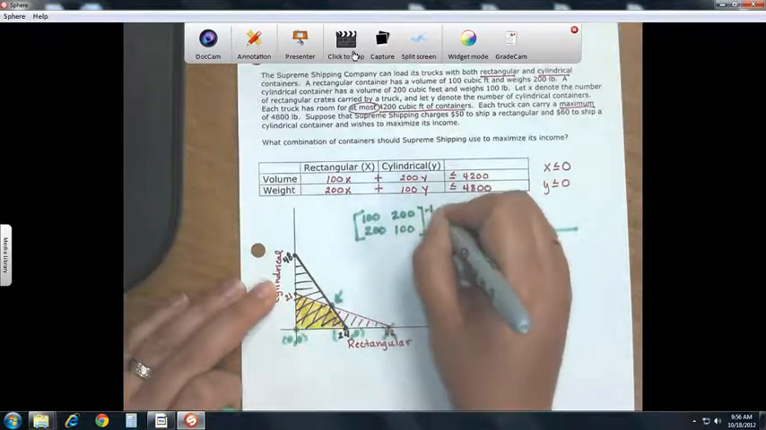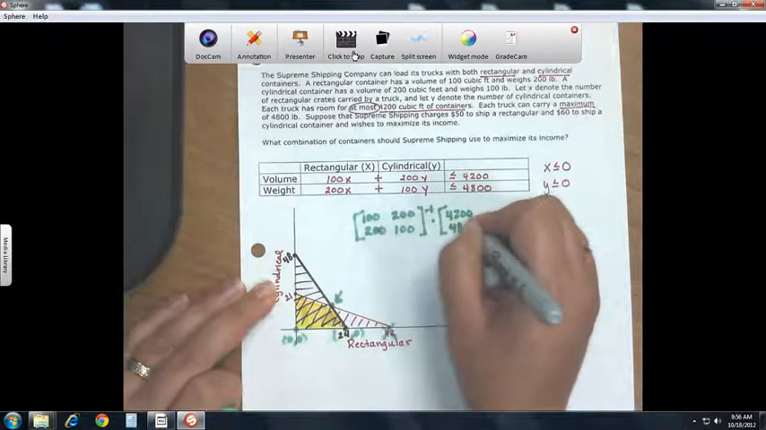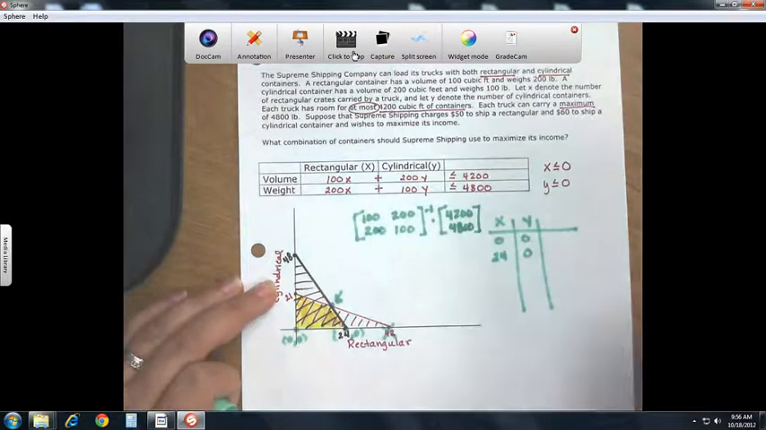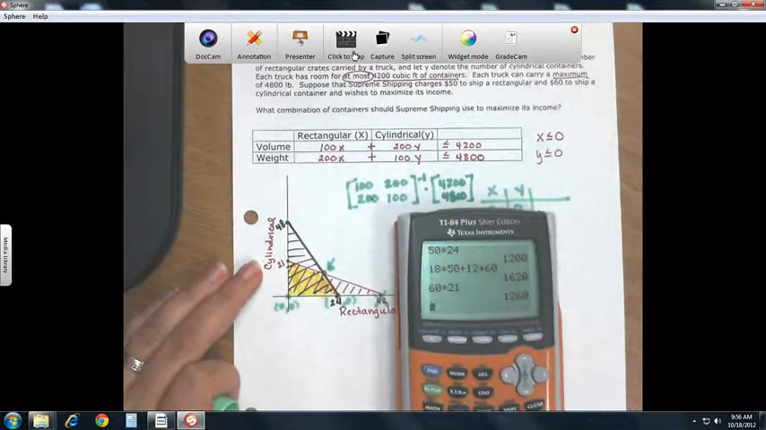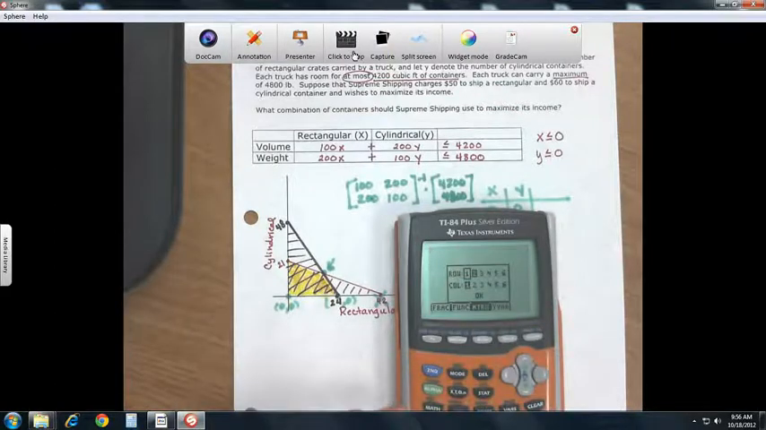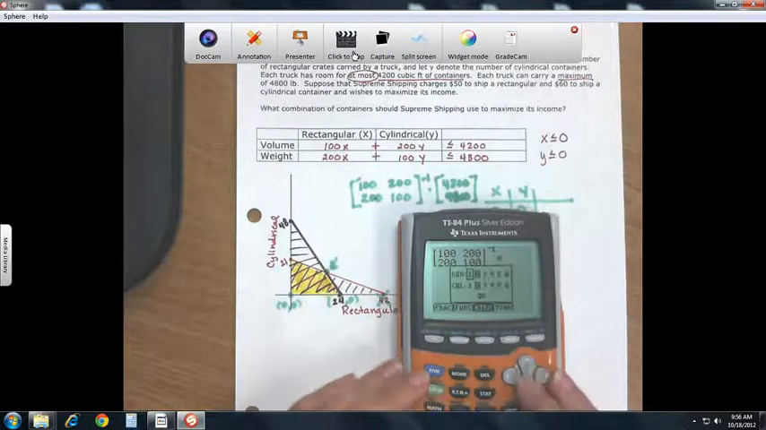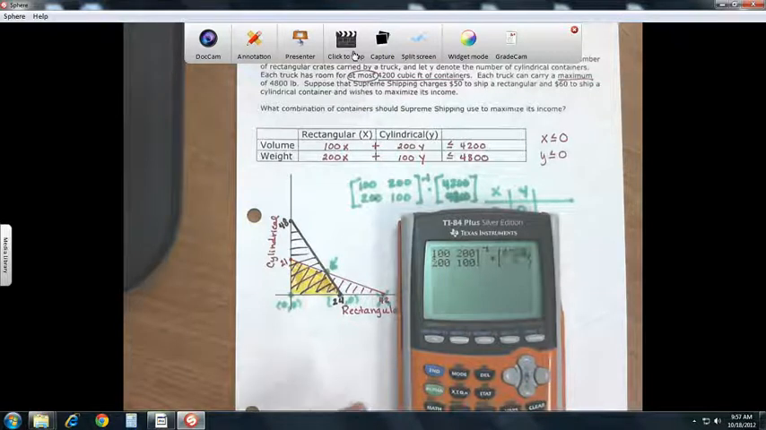I've already typed that into my calculator for you. So here's what I'm going to do. Alpha zoom 2 by 2, 100, 200, 200, 100, inverse times alpha zoom 2 by 1. You guys were really good at this on your test, so I'm expecting good things. Hit enter, and my intersection is 18, 12.